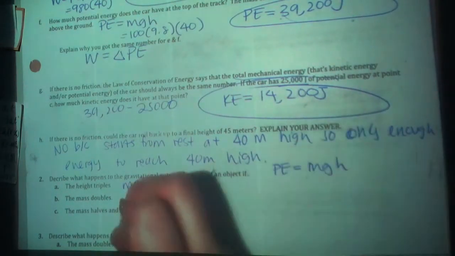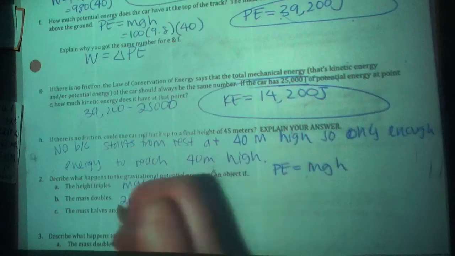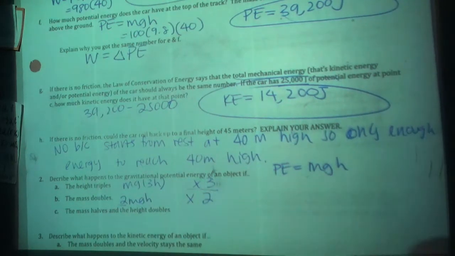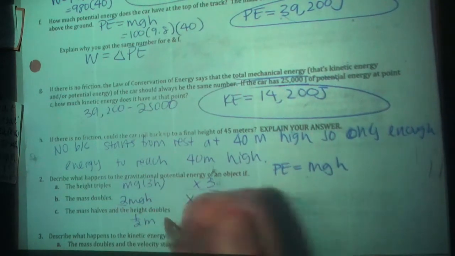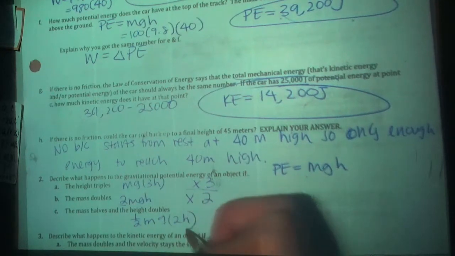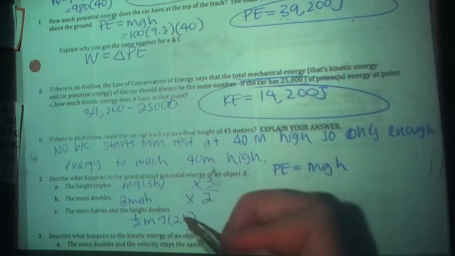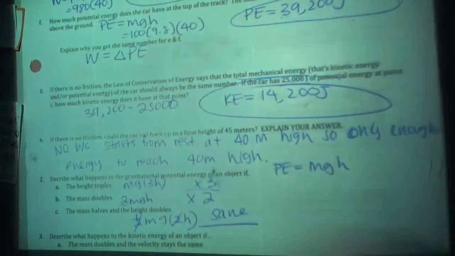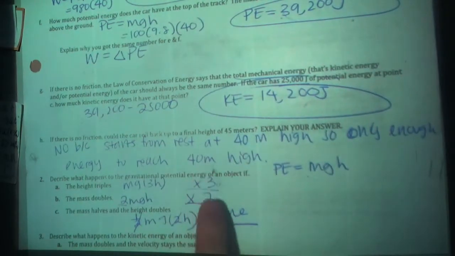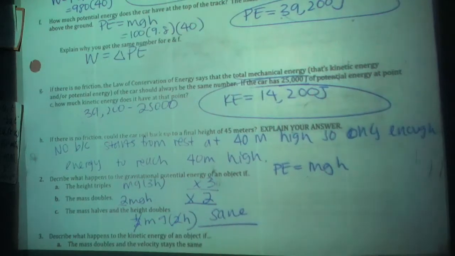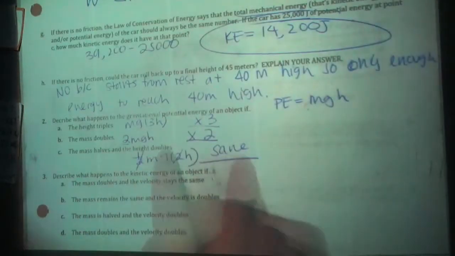If the mass doubles, that's 2 mg, which is a factor of 2 bigger, times 2. If I have half the mass, but I have twice the height, then what happens when you half and double something is those cancel out, so this would just stay the same. So increases by a factor of 3, increases by 2, stays the same, because increasing and then decreasing by the same amount cancels out. Now we're looking at how kinetic energy would change.